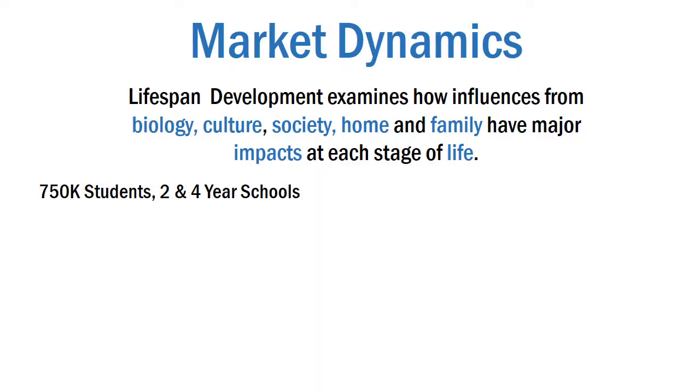Let's get started by reviewing the lifespan course. The course examines how influences from biology, culture, society, home, family, and even neighborhoods have major impacts at each stage of a person's life. With about 750,000 students taking the course every year, you'll find this course on every campus, 2-year and 4-year schools.